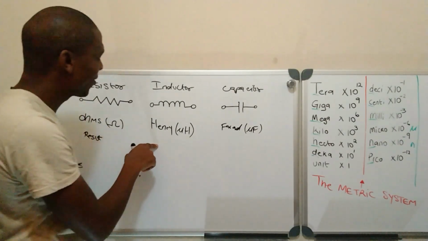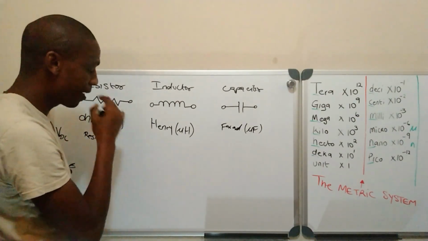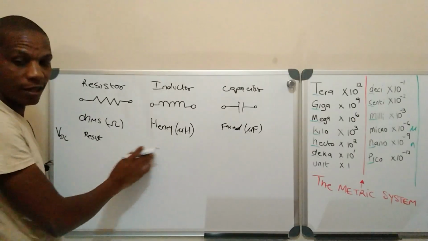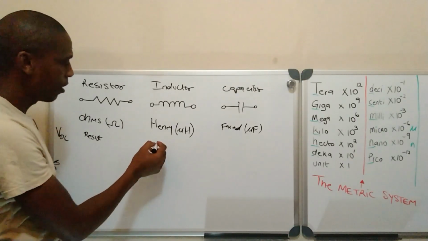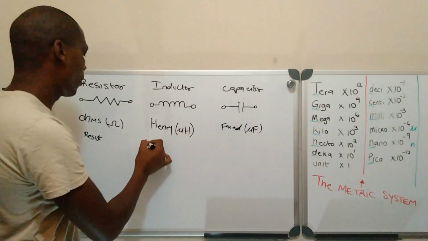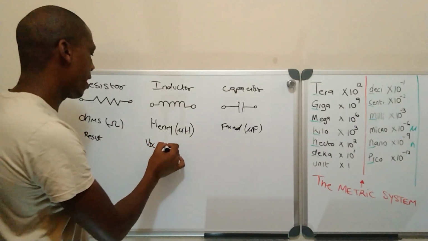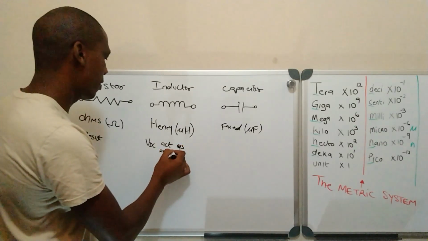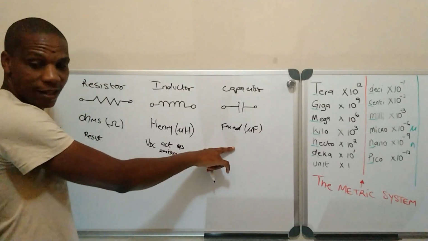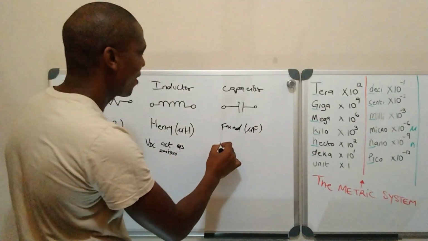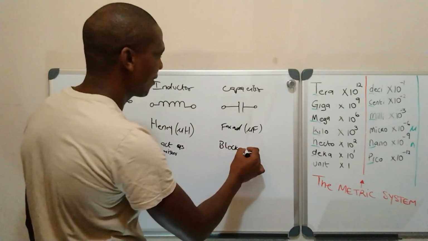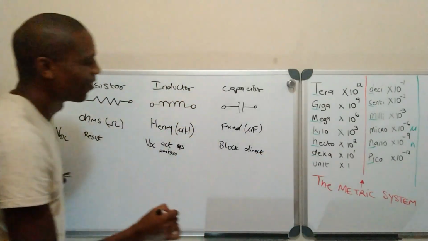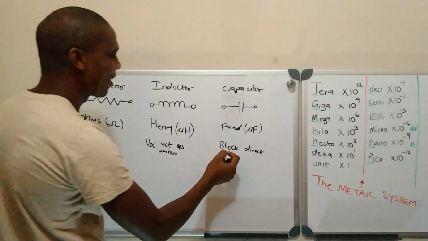Store charge? No. Direct current doesn't store charge. It just lets the direct current flow. Actually, if you supply it with direct current, it behaves more or less like a resistor. And the capacitor, it blocks. It blocks direct current.